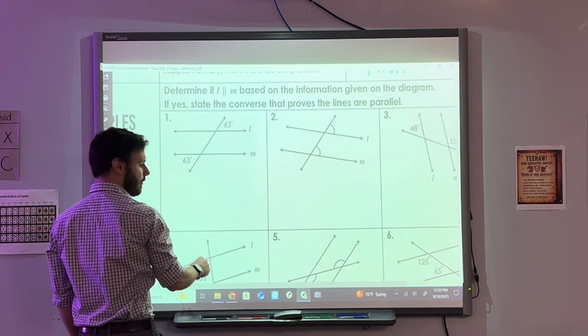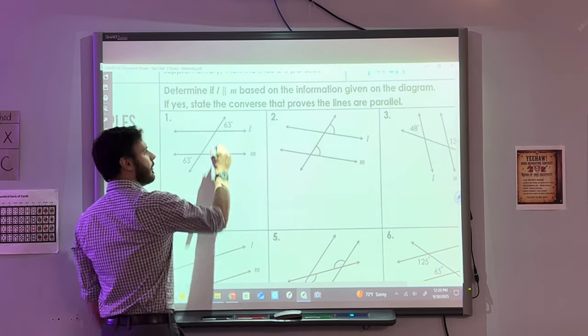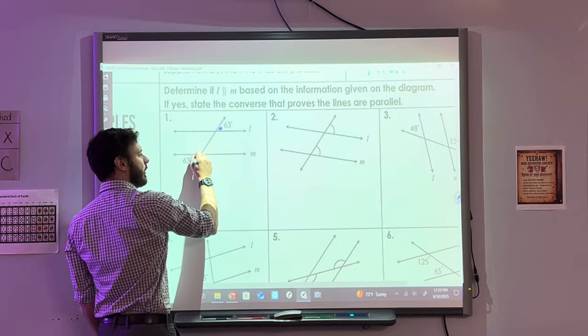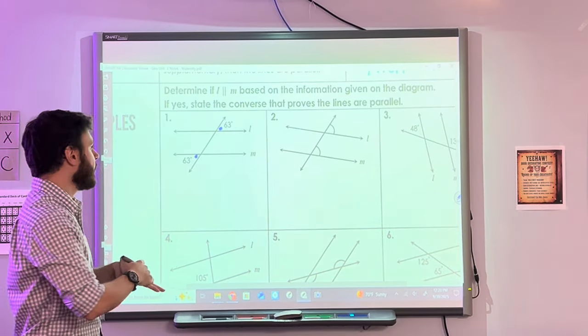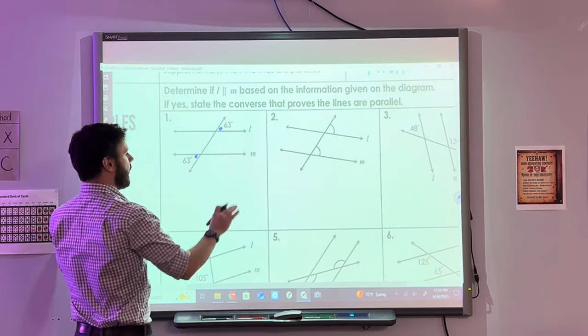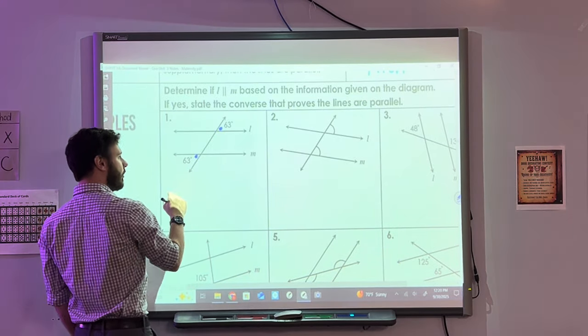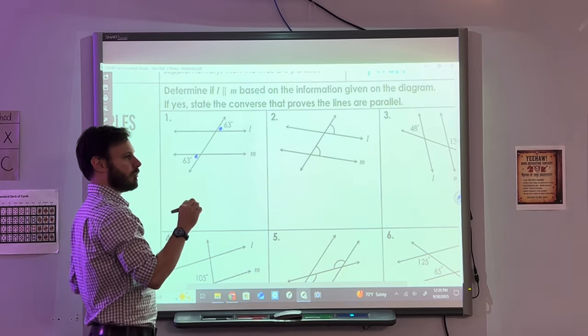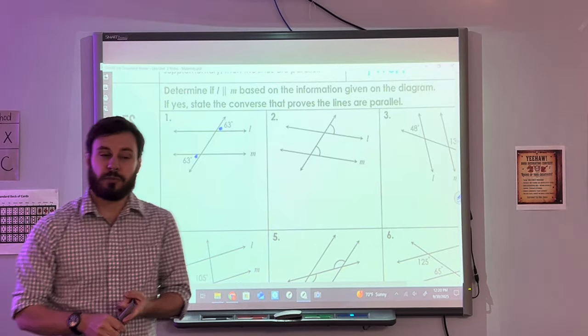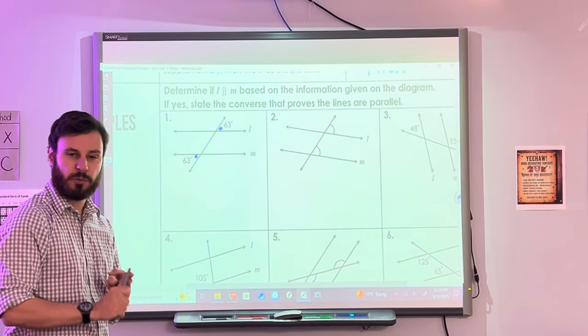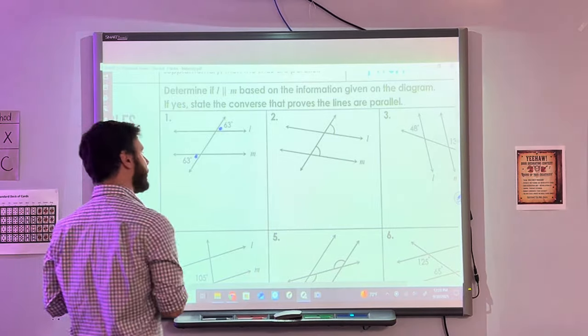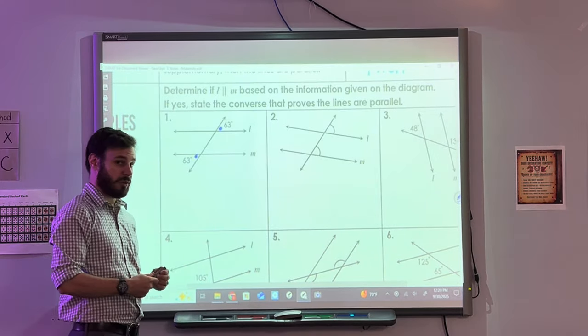63 and 63. This corner and that corner. What is their angle relationship to each other? They're on the outside and they're on opposite sides. They are alternate exterior. So now I need to go back in my notes and check: are alternate exterior angles supposed to be the same or add up to 180? Alternate exterior should be the same.